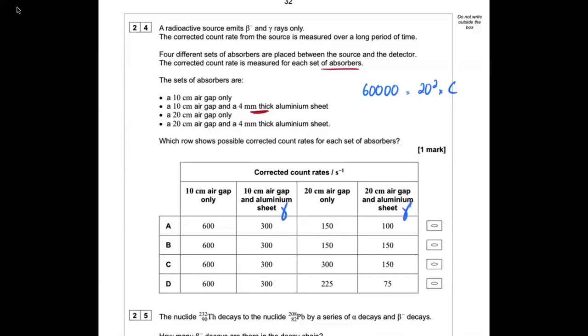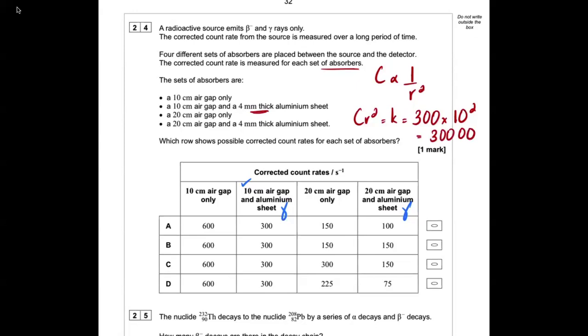So now when we think about this, we know that for gamma, there is the inverse square law. If I think about this one, I know that this is 10 centimeters, and the count rate is 300. Since the count rate is proportional to 1 over r square, I can say C is equal to k over r square. So C r square equals k, which is going to be 300 into 10 square. This is the value of the constant, which is 300 and 2 more zeros. This is 30,000.